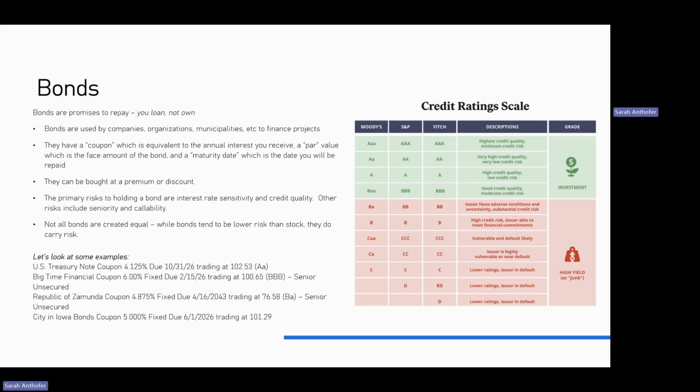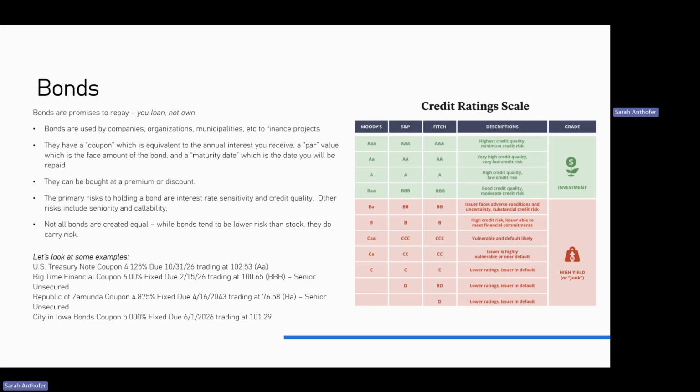This is why we say not all bonds are created equal. Bonds tend to be lower risk than stocks, but they do carry risk. So it's important that you understand, if you're looking at investing into something like a bond, that you know what kind of risk you're carrying. Is it a credit risk? Is it an interest rate risk? Is it something that's going to mature over a short period of time or a long period of time? All of these will weigh into how much risk the bond could carry for you.